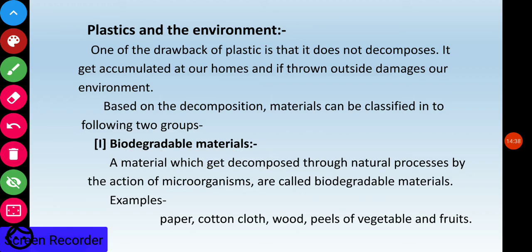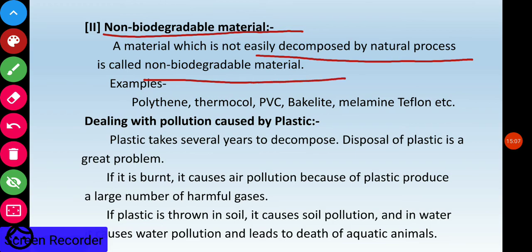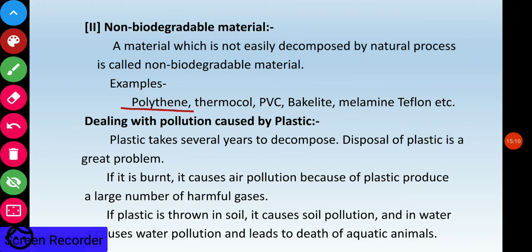So what are biodegradable materials? Those which can be decomposed through natural process. For example, paper, cotton cloth, wood, peels of fruits and vegetables, etc. They get decomposed very easily. We do not have to worry about them. But some plastics are non-biodegradable materials. They do not easily decompose by natural process, and so they are called non-biodegradable materials. For example, polythene bags, thermocol, PVC, bakelite, melamine, Teflon, etc.